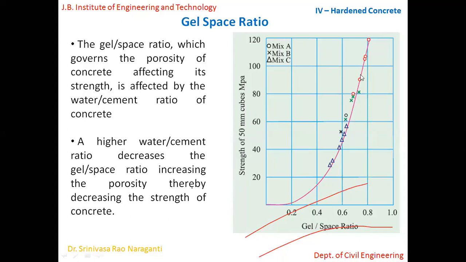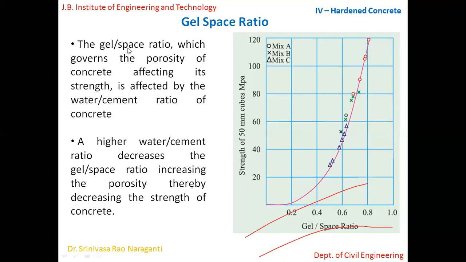The rounds we are using are for mix A, marks, this is for mix B, this is for mix C. If you look at the relation here, irrespective of type of mix, the moment you get an increase in the gel space ratio, there is an increase in the strength of the concrete. When we talk about strength, we're talking about compressive strength of concrete.